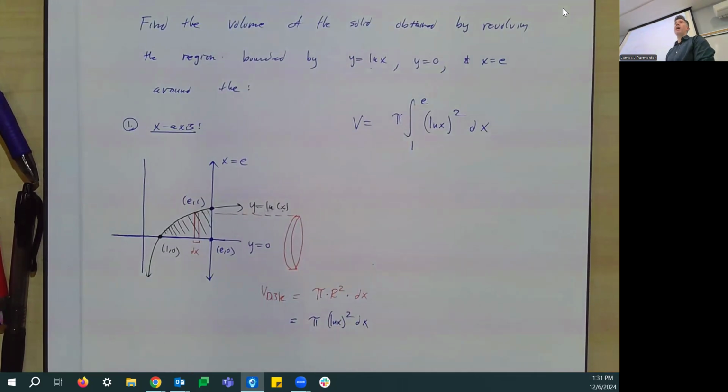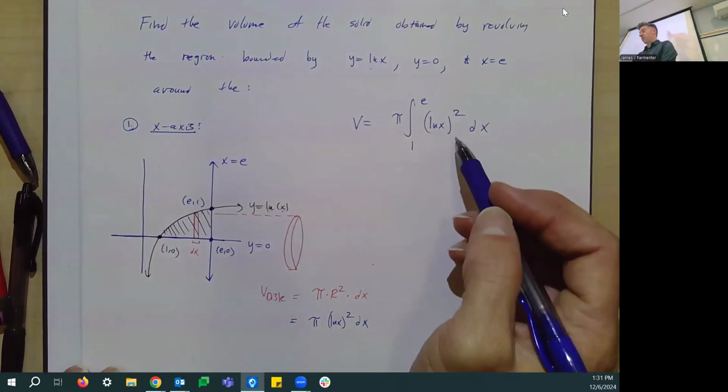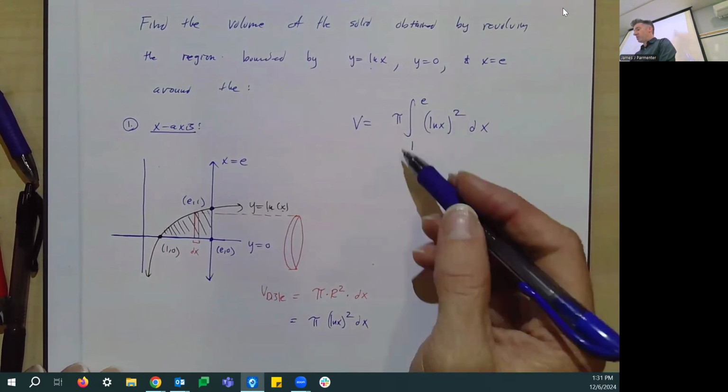This problem is not very kind. This is a challenging problem. This problem requires integration by parts twice, and there's no shortcuts here. So to integrate natural log of x squared, actually, I'll point out, here's what I would do.